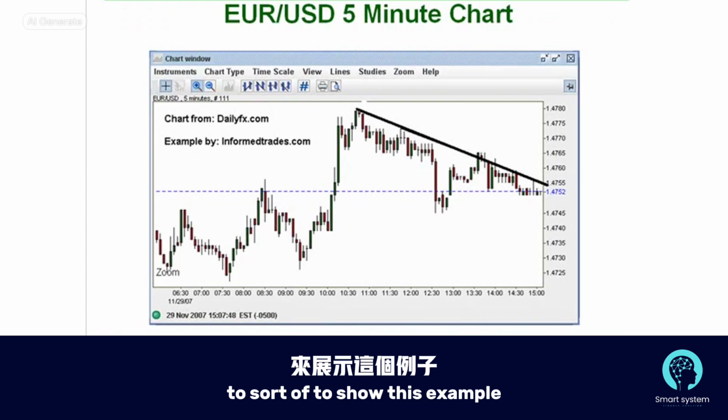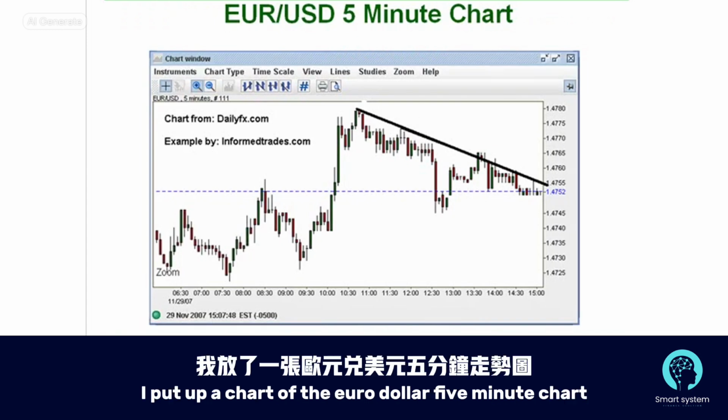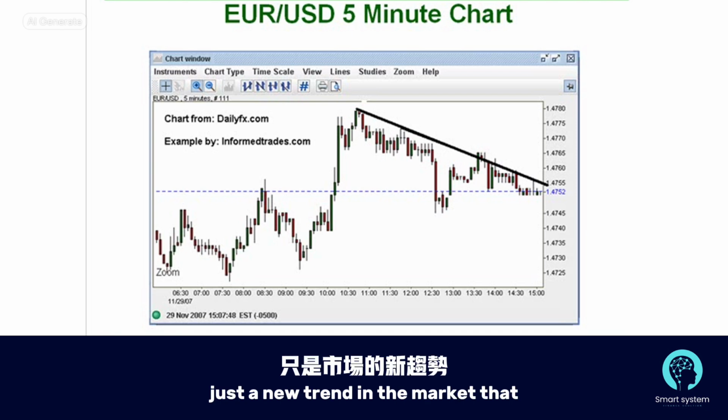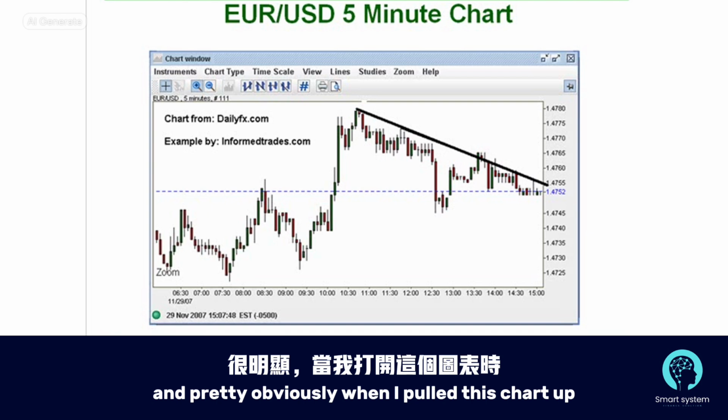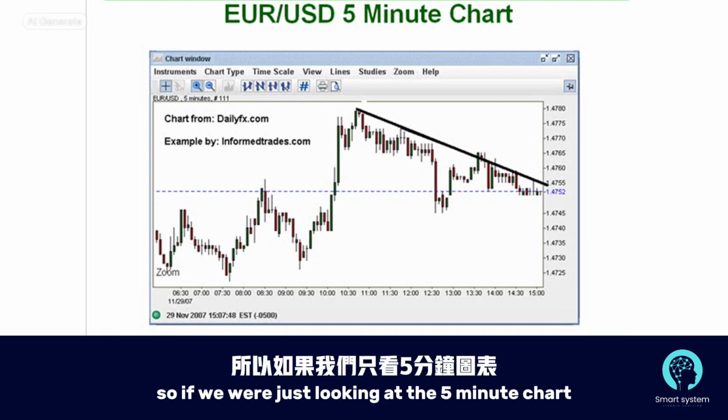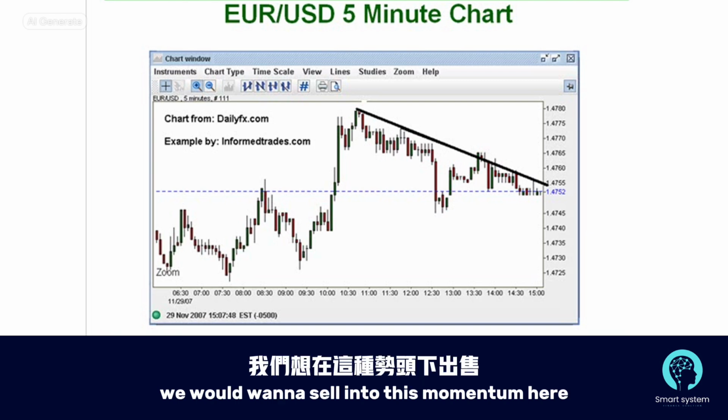To show this example, I put up a chart of the Euro-Dollar 5-minute chart for something very basic, just a new trend in the market that we can go with the momentum. And pretty obviously when I pulled this chart up, the trend in the market was down on the 5-minute chart. So if we were just looking at the 5-minute chart, we would want to sell into this momentum here.